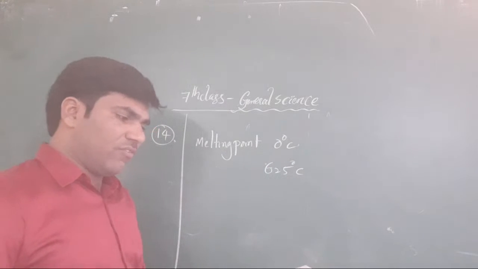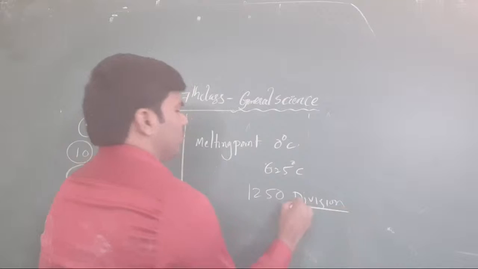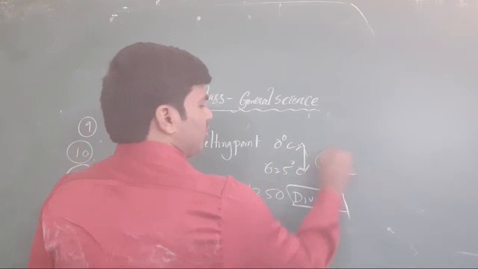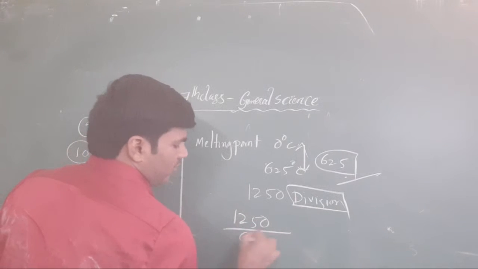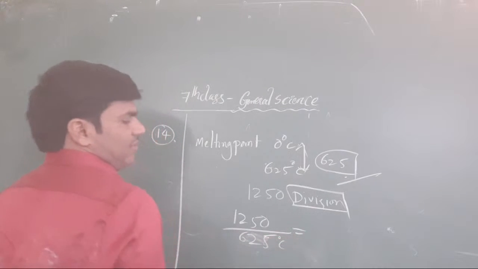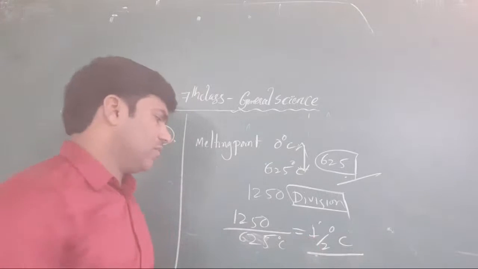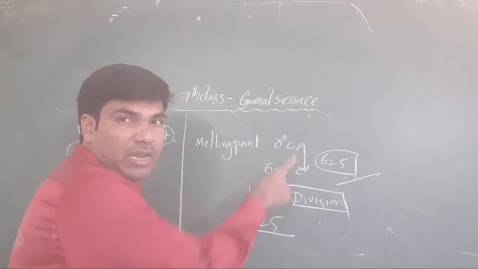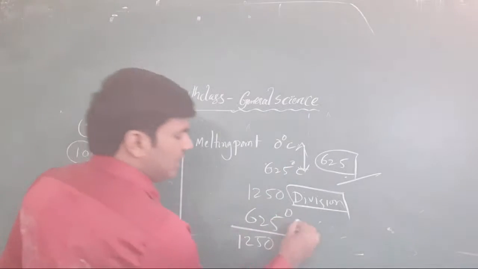And the scale of temperature contains how many divisions? 1250 divisions. From 0 to 625, how many? 625. How many divisions do we have? 1250. Then we take 1250 by 625. Now it becomes half a degree Celsius. Got it or not? It is the difference between the boiling and melting points, 625, and the divisions are 1250. Okay, yes, it is in degrees centigrade.